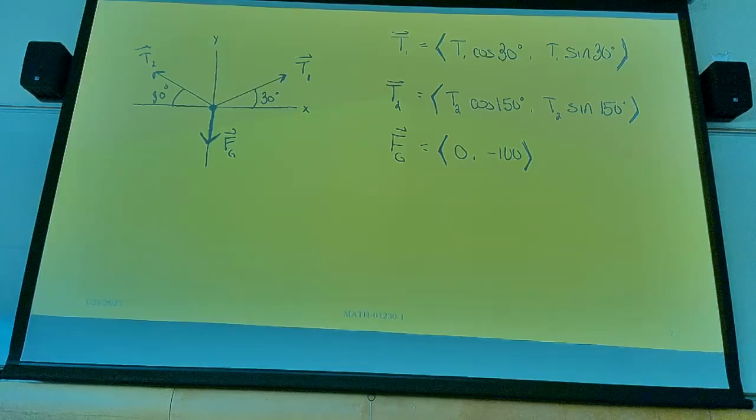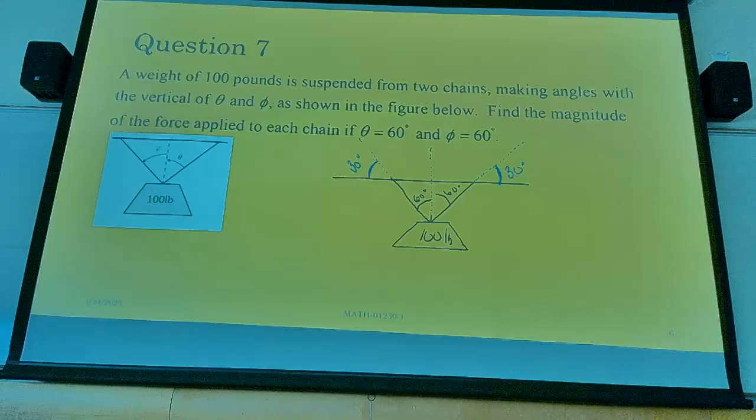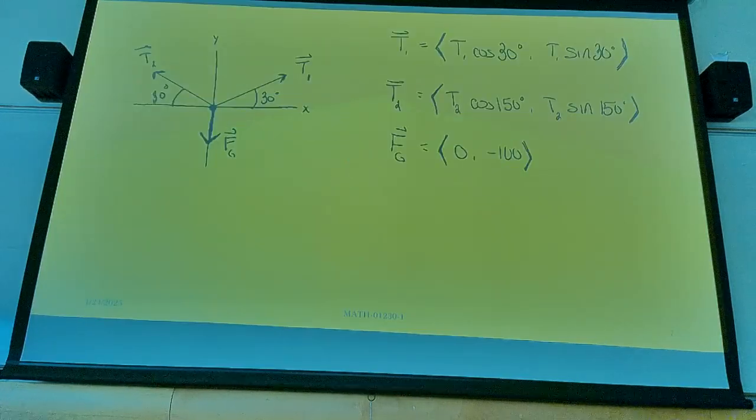And how'd you get the 100? That's the magnitude of the weight. It weighs 100 pounds and weight's a force. Specifically, it's the force due to gravity. And gravity always, that force always points towards the center of the acting body, in this case Earth, so straight down.